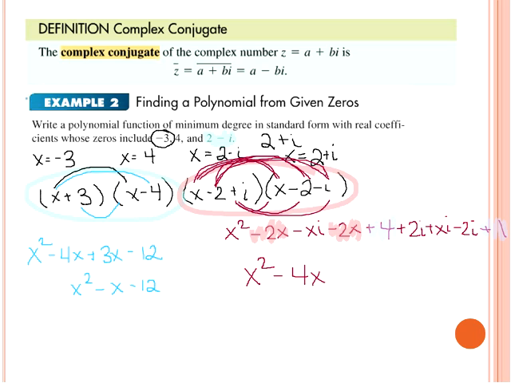Everything else should cancel out, right? Because we don't want any i's left in our polynomial. So everything else should cancel out, and let's just verify that it does. So I have a negative xi. I should have a positive xi to cancel that out. So that's gone. Good. I have a positive 2i and a negative 2i. Those are gone. So good. Every i that we had is now gone because it canceled out.